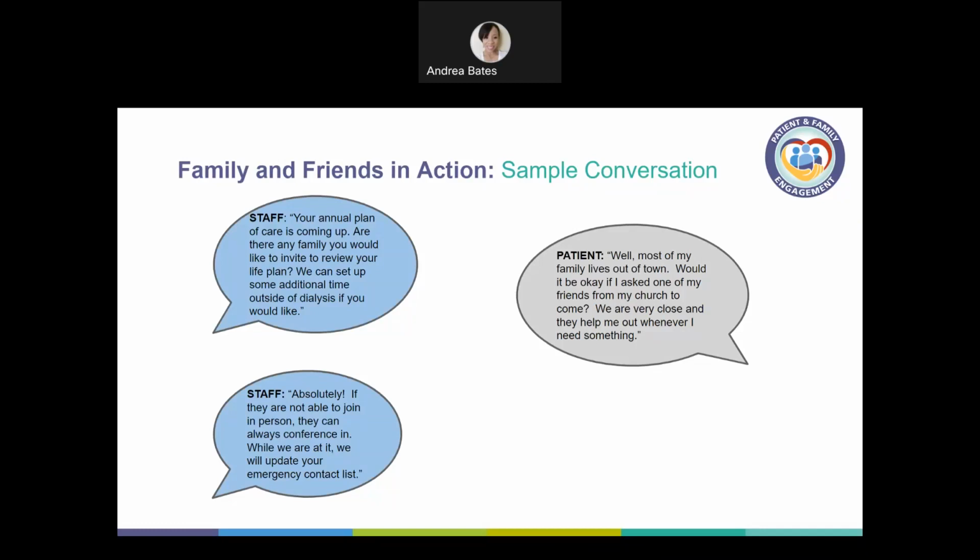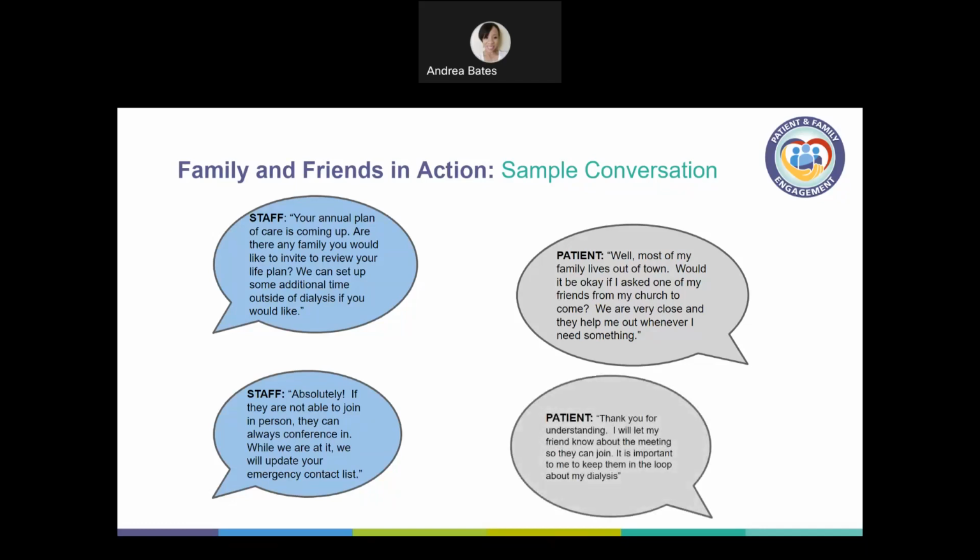There are several ways for patients and family or friends to be involved in a care plan. It's not always convenient for them to have the meeting before or after dialysis, especially if there's transportation involved. So offering suggestions and options such as conferencing in, Zoom, or WebEx can help everyone's needs be met. Then the patient may respond and close out the conversation by saying, thank you for understanding. I will let my friend know about the meeting so they can join. It is important to me to keep them in the loop about my dialysis.